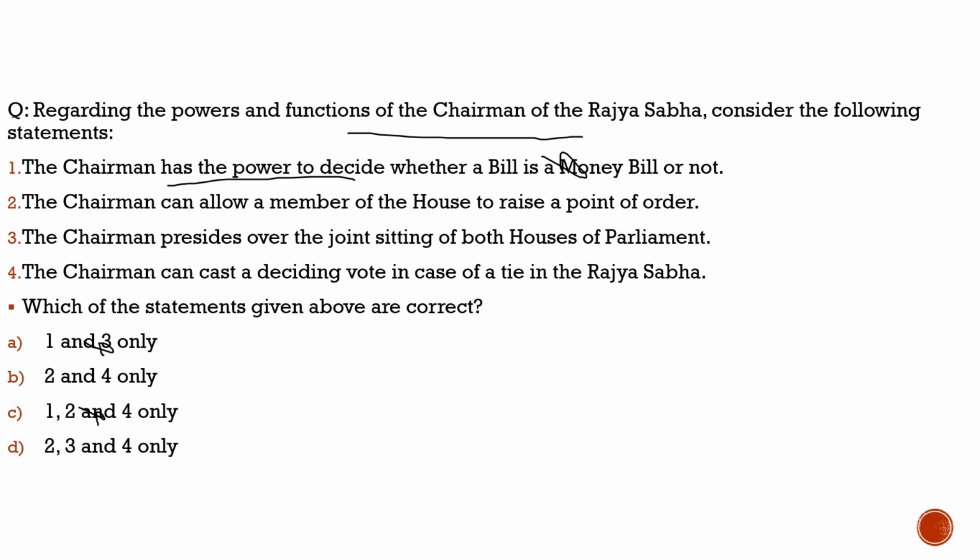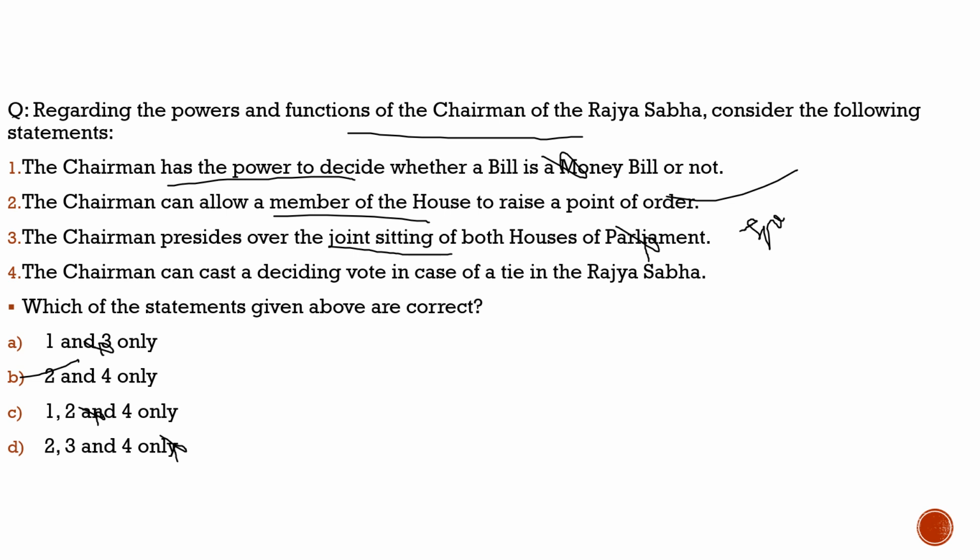Now let's have a look at the second statement. The chairman can allow a member of the house to raise a point of order. 100% correct. Third statement, the chairman presides over the joint sitting of both houses of the parliament. Totally incorrect. It is the Speaker who presides over the joint sitting of both the houses of the parliament, not the chairman. So the third statement is also incorrect. We can eliminate option D. Now we are left with option B, which is 2 and 4 only.